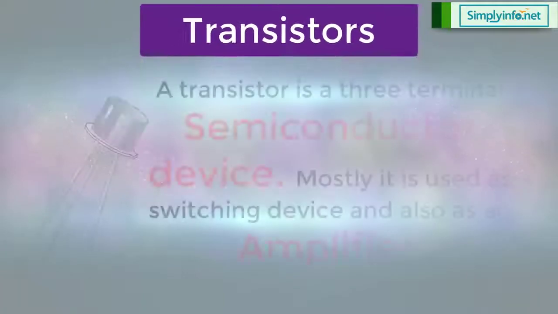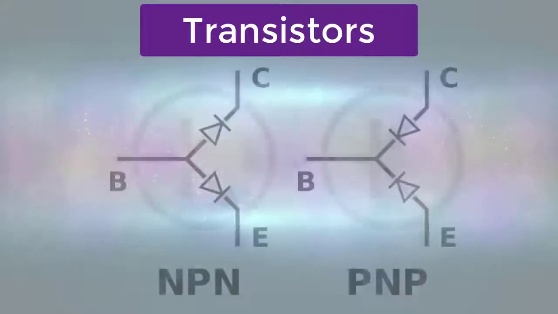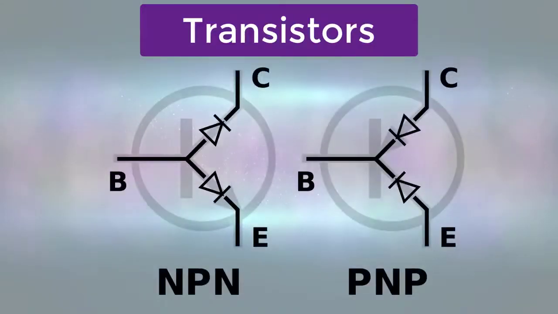Transistors. A transistor is a 3-terminal semiconductor device. Mostly it is used as a switching device and also as an amplifier. This switching device can be voltage or current controlled.